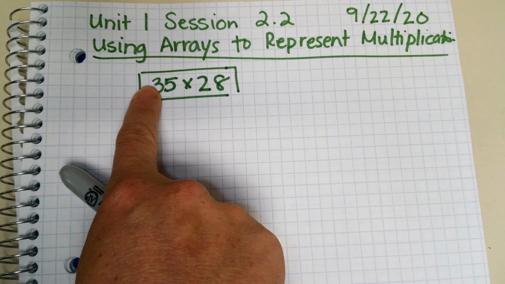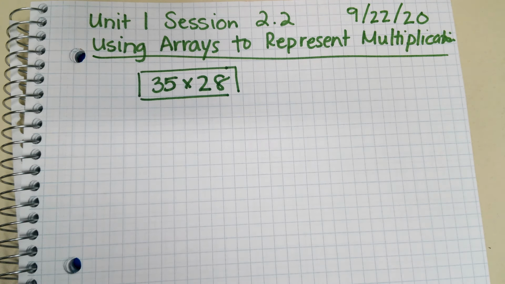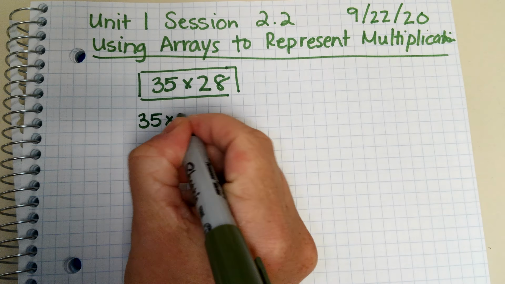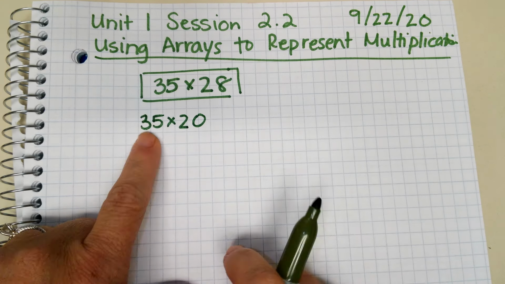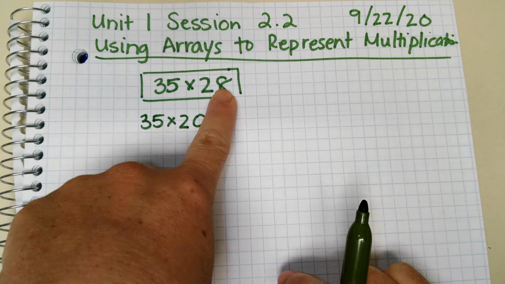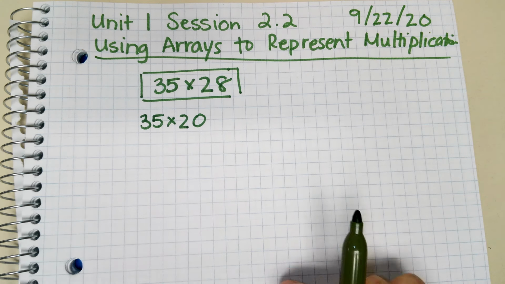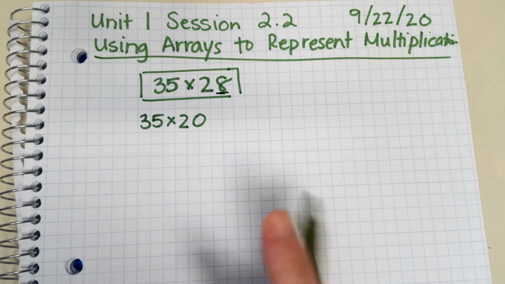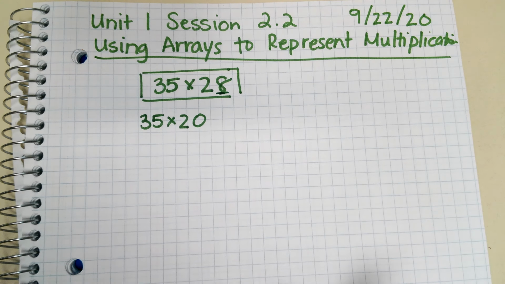So 35 times 28 is tricky for me. But if I change it to 35 times 20, and that's my first step, you can see this, it's very similar, right? 35, 35. And instead of 28, I'm putting 20. So it's going to help me with my math skills a little bit, but I need to remember that there is still this 8 here. Okay?